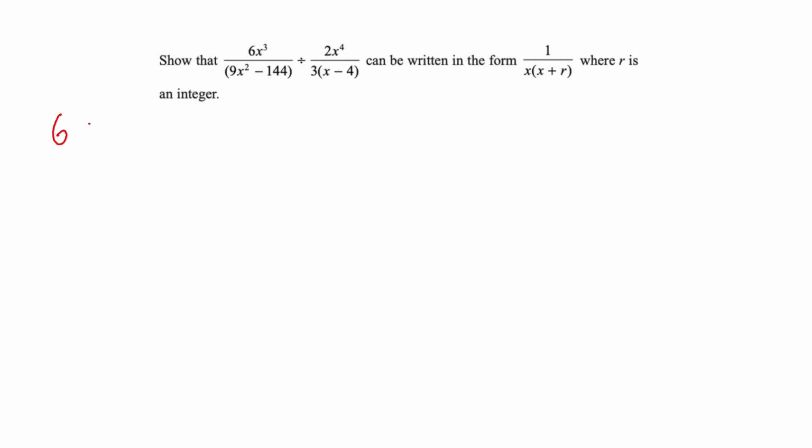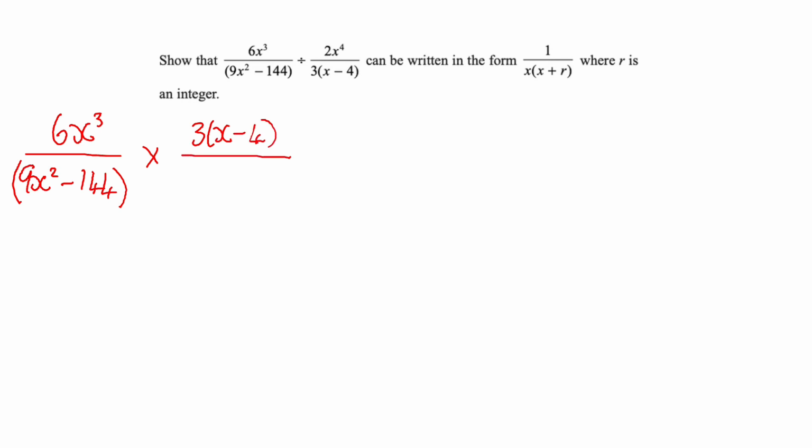So we've got 6x cubed over 9x squared minus 144. And we are changing our symbol to multiply. And we are finding the reciprocal of that second fraction. So we now have 3 bracket x minus 4 all over 2x to the power of 4.